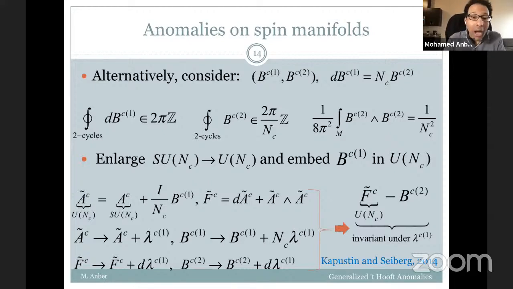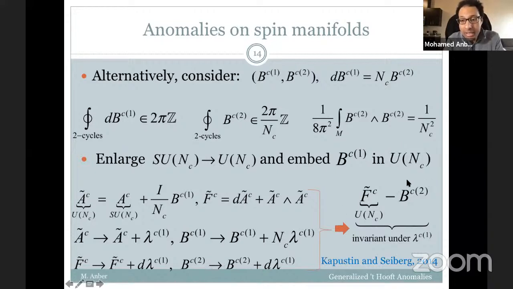In order to do that, I postulate the invariance under the following 1 form U1 gauge field lambda C1. So I say that the A tilde goes like A tilde plus lambda C1, and this is my U1 1 form gauge field. And I also say that BC1 goes like BC1 plus NC lambda C1. Now I can use the field strength F tilde C to find that F tilde goes like that. And I can also use the constraint between the 1 form and the 2 form field to find out that the two-form field transforms as is shown here.